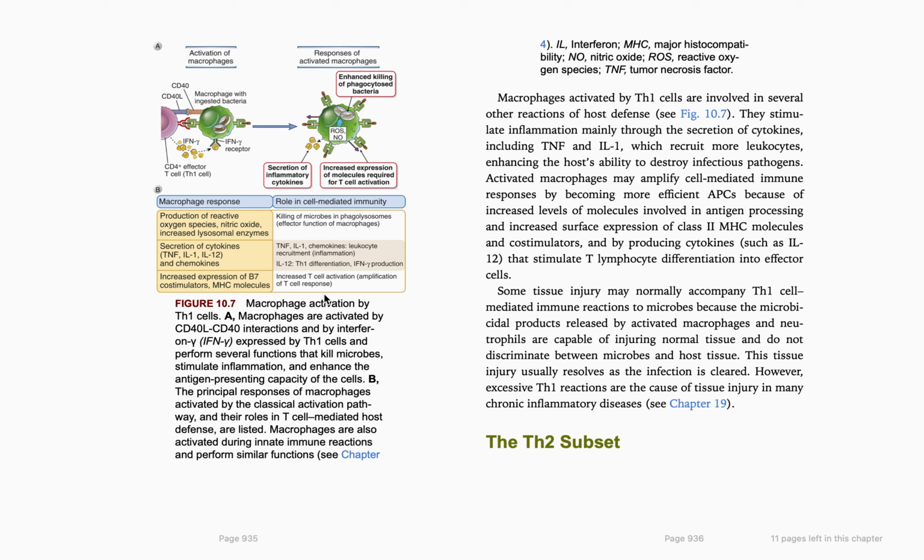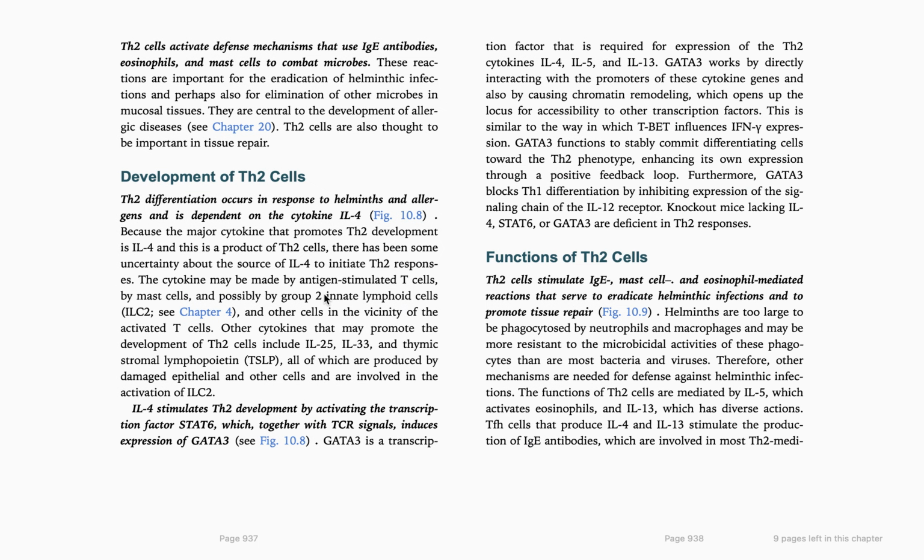Now, T helper 2 subsets. T helper 2 cells activate the defense mechanism that uses IgE antibodies, eosinophils, and mast cells to combat microbes. These reactions are important for the eradication of helminth infections and perhaps also the elimination of other microbes in mucosal tissue. They are central to the development of allergic disease. You'll see it in chapter 20. The T helper 2 cells are also thought to be important in tissue repair.